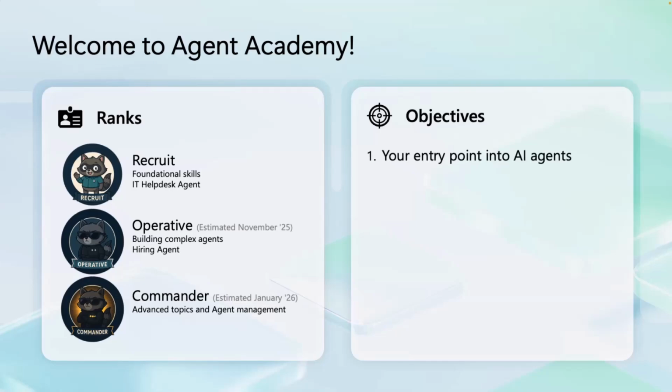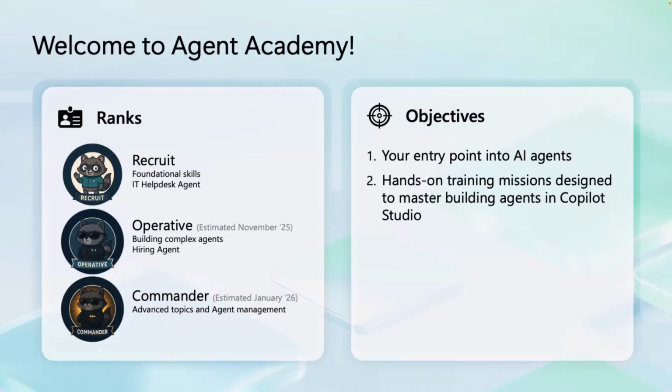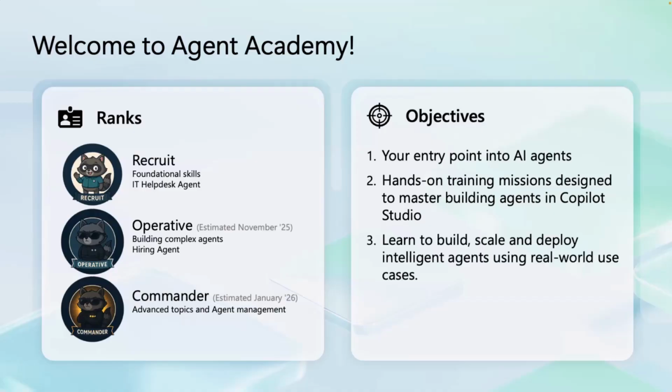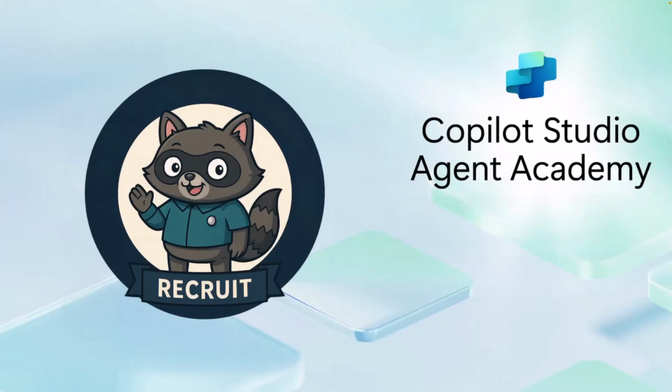So what are the objectives here for the Academy? Well, we want this to be your entry point for AI agents in Copilot Studio. It's really meant to be hands-on. We're going to have step-by-step instructions to guide you through exactly everything that you need to do so that you can go from zero to hero with this. You'll learn how to build, how to scale and deploy agents, and more importantly, grounded in real-world use cases. So it's not just theory, it's actually practical. This is for you, your users, and your customers.